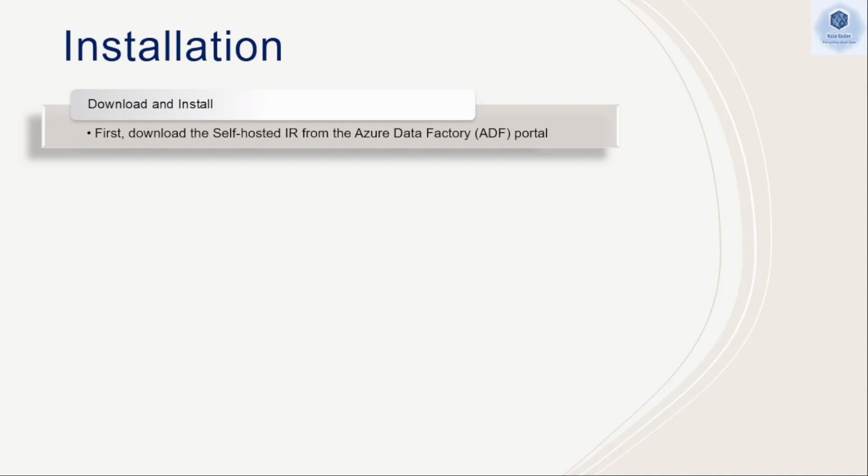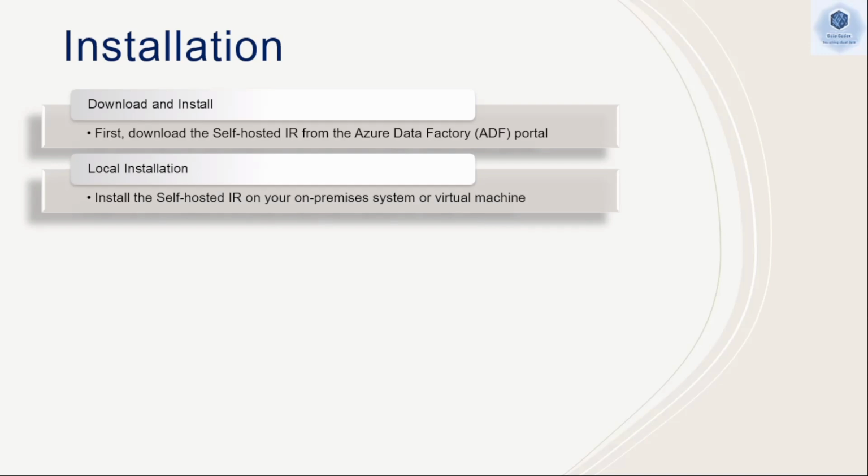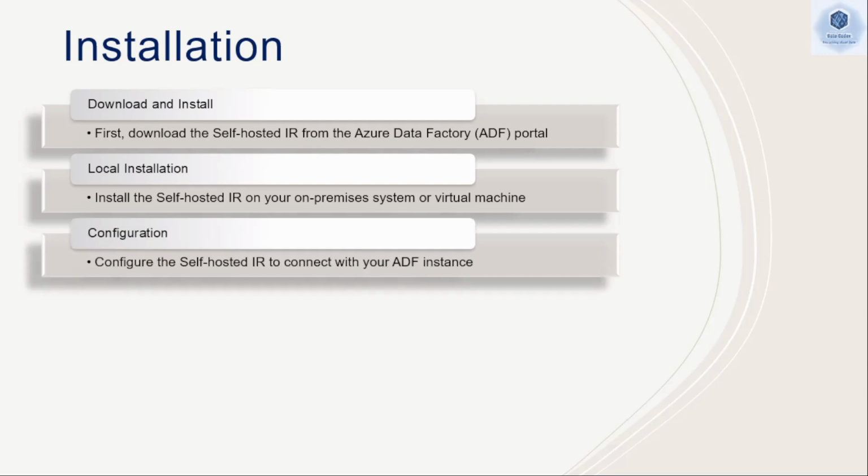Let us see the installation of self-hosted integration runtime. First, you need to download the self-hosted integration runtime. You can download it from the Azure portal itself. From there you can download the file and install it on your local machine. If you are going to perform your data transformation and data orchestration on your own local machine, you need to download and provision it on your local machine. If it is a VM, you need to download the self-hosted integration runtime on that particular VM. And once you have downloaded and installed it, you need to configure it with your Azure Data Factory.